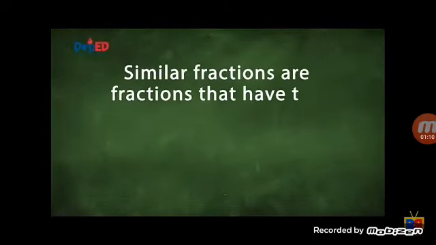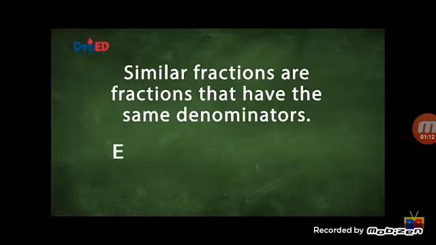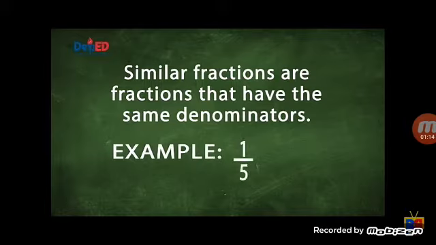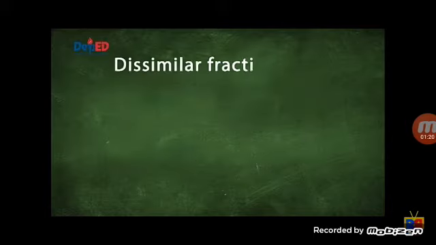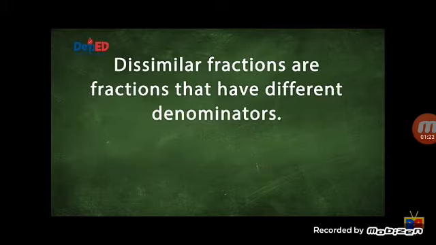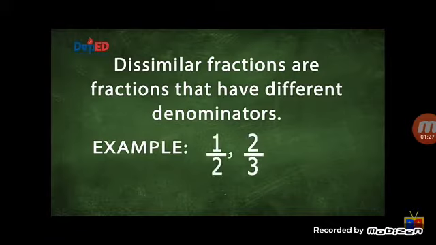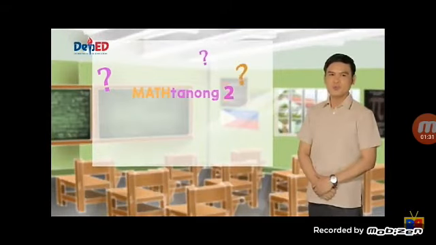Similar fractions are fractions that have the same denominators. Example, 1/5, 2/5, 3/5. While dissimilar fractions are fractions that have different denominators. Example, 1/2, 2/3, 3/4.